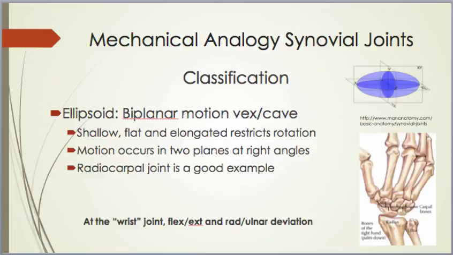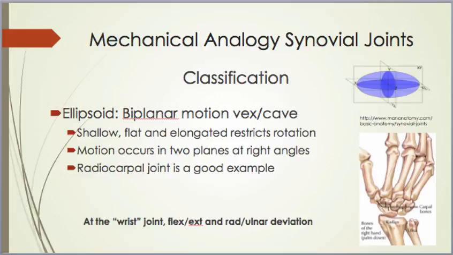Next, we have an ellipsoid joint, and this is a biplanar joint where we have convexity and concavity that occur in both directions. So this is a biplanar joint, which means there's two motions available. And with the ellipsoid joint, we have a shallow, flat surface with elongated surface also. And that elongation, as opposed to, for example, the ball and socket type of joint, restricts and does not enable rotatory forces to occur.